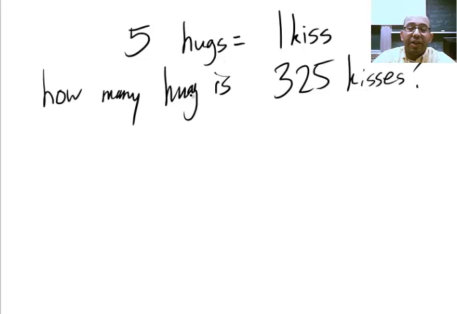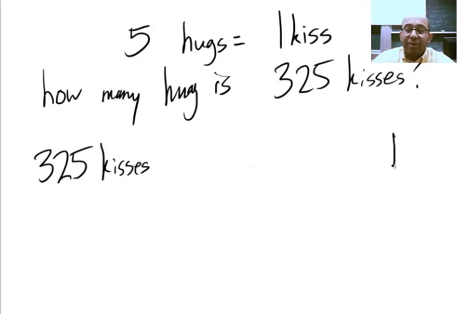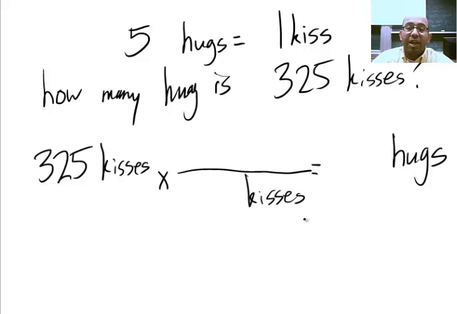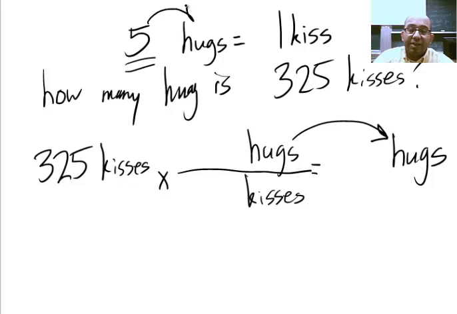Okay, well, we put our given on the left side, 325 kisses, and I want to know how many hugs, so I'm going to put that on my answer, hugs, and I have my conversion factor in the middle. Well, I want to cancel the kisses that are in my answer, and I want to put hugs on the top because that matches my answer. And now I have to figure out what is the conversion factor. Well, notice that the number 5 is next to hugs, so I need to put 5 there. And the number 1 is next to the word kiss, so I'm going to put a 1 there.